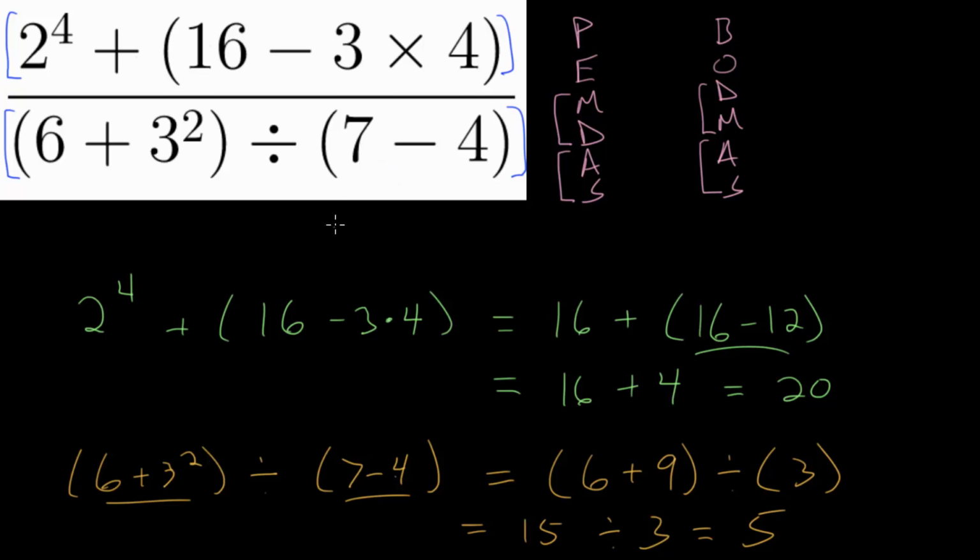So now going up to our original fraction, we can rewrite this since in the numerator we simplified everything to 20 and in the denominator we simplified everything to 5. Again, once we simplify both the numerator and denominator, now we can simplify this entire fraction. 20 divided by 5 is just 4. So this expression here, everything will simplify to 4 if you follow the order of operations correctly.